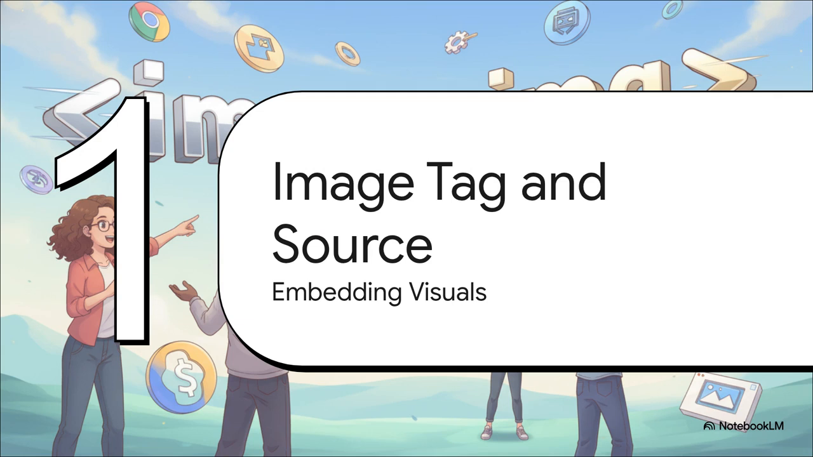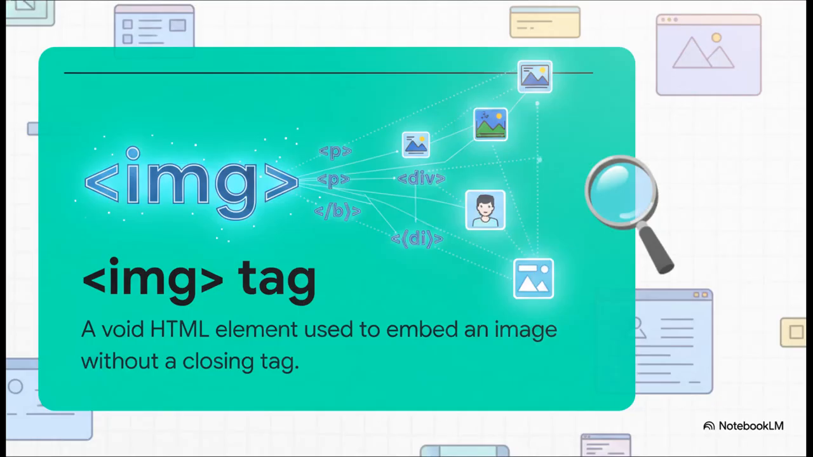Moving right along to part 2, the image tag and source. This is where we learn how to actually embed these visuals. Well, everything starts with the image tag. Now, if you remember from our previous lessons, most HTML tags come in pairs, right? An opening tag and a closing tag, like when you type out a paragraph.